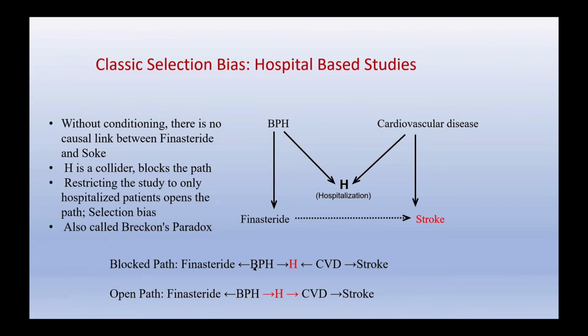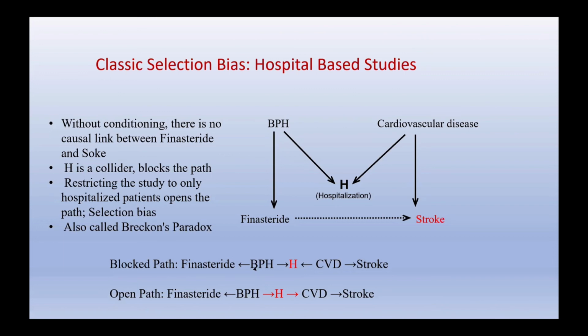Selection bias also occurs a lot in hospital-based databases, and it was referred to years back as Berkson's paradox or fallacy. This happens because hospital patients are sick, and a lot of things can happen in terms of bias when these patients are studied. So, again, in this situation, let's say that one wants to look at the risk of finasteride and stroke. And we know that there is really no risk associated with that.